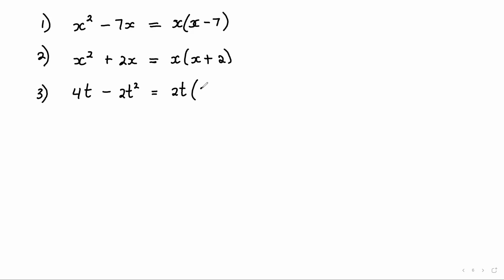2t times 2 will give me 4t. And then 2t times t will give me 2t squared. Now, if this part is confusing you, multiply your brackets to see if you get back the original thing, right? So 2t times 2 will be 4t. And then 2t times minus t will be minus 2t squared. So you want to be careful with that, okay?